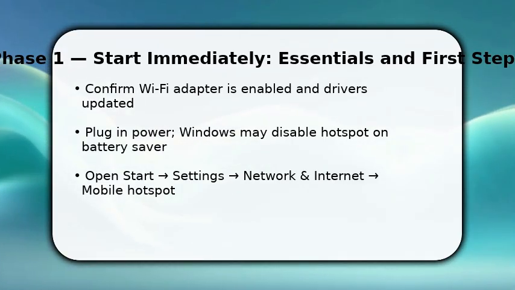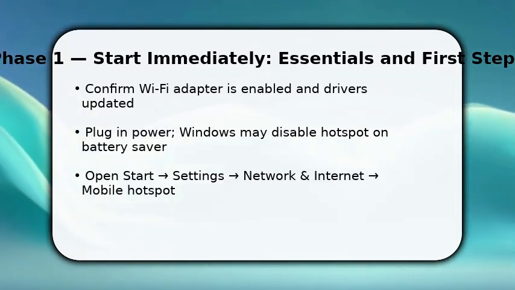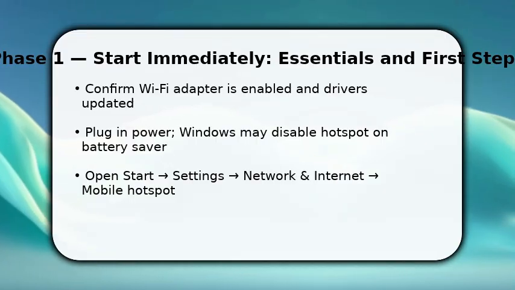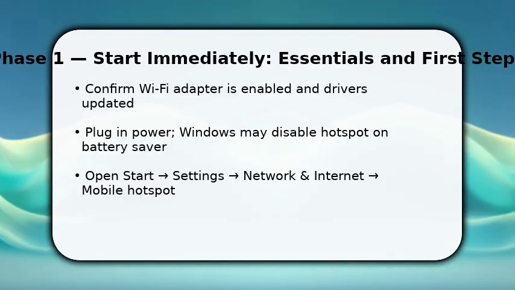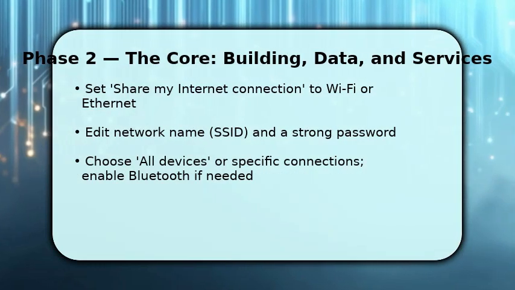Now open Start, go to Settings, then Network and Internet, and choose Mobile Hotspot. I'm guiding you through to the exact control you need so you don't toggle the wrong switch or miss a prerequisite. Now configure how the hotspot shares internet.